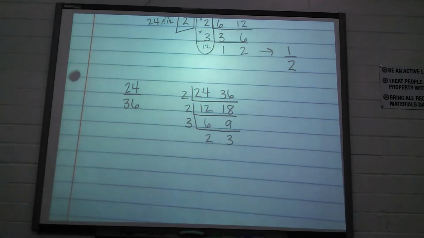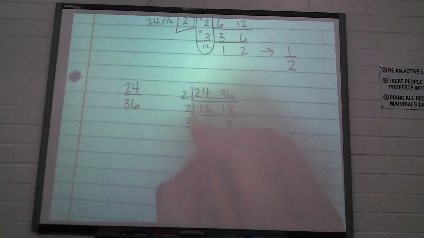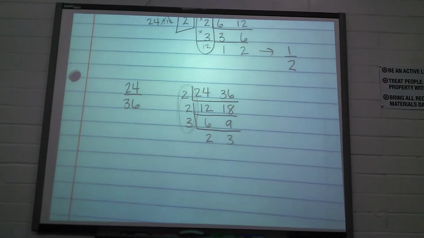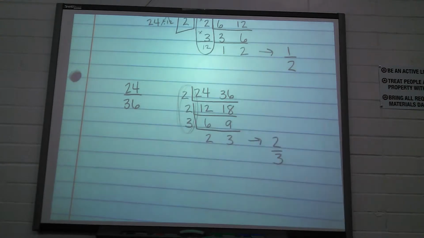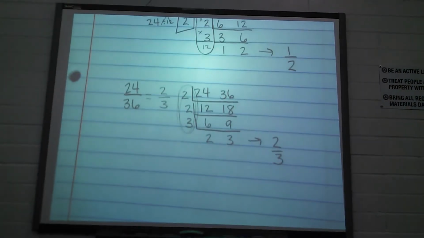And like we said yesterday, if you get an answer that is one number apart from each other, you are done. 1 is our magic number. All right, and we don't even need to find this greatest common factor anymore because we know that we did our division ladder correct, and this means our answer is 2/3. So 24/36 equals 2/3.